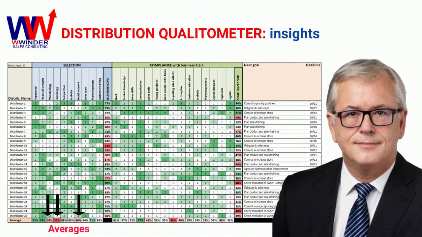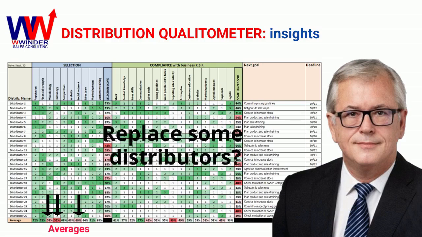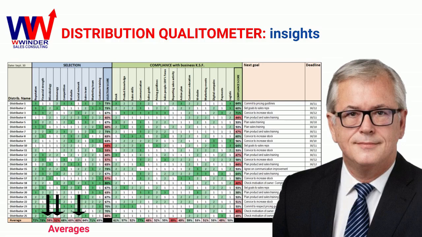In this real-life case, you can see that this company is having trouble finding distributors who meet certain selection criteria it has set itself. This can be a real problem for the company's sales development. They may have to remedy this situation in the future by replacing some of their distributors.